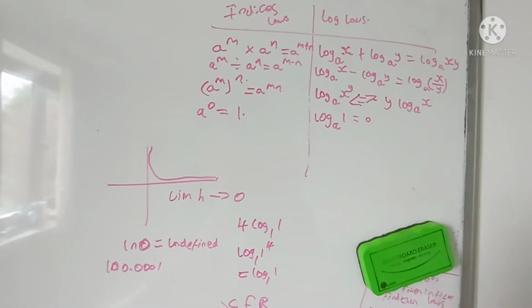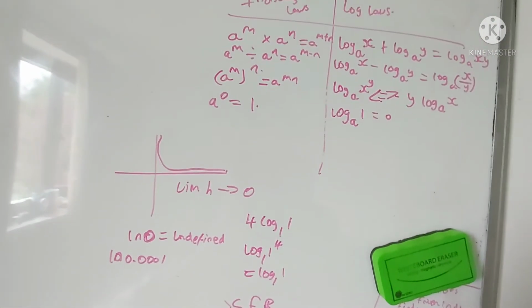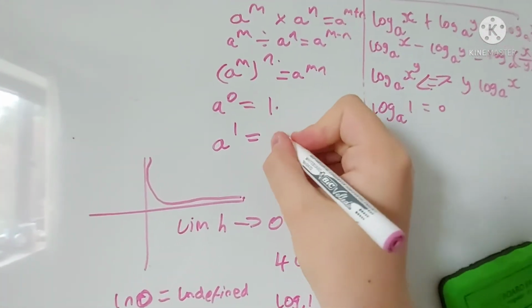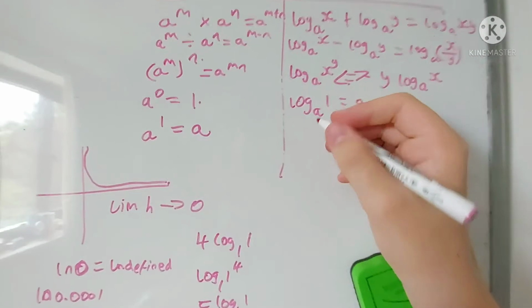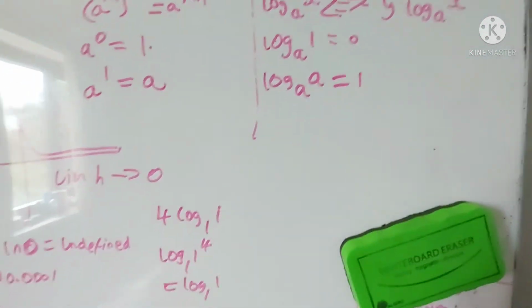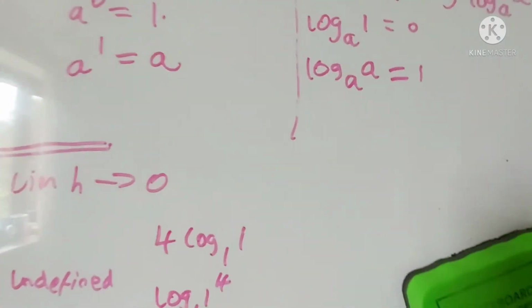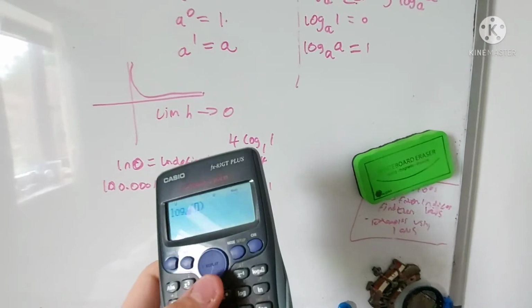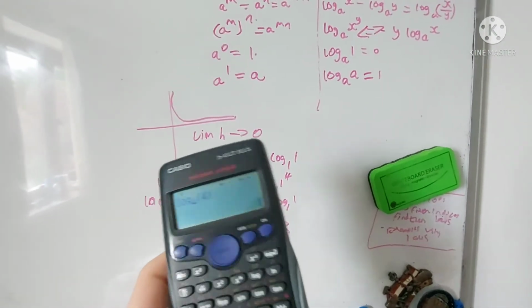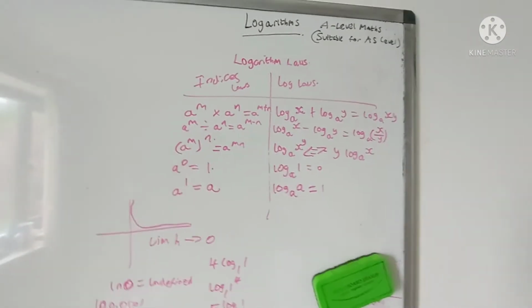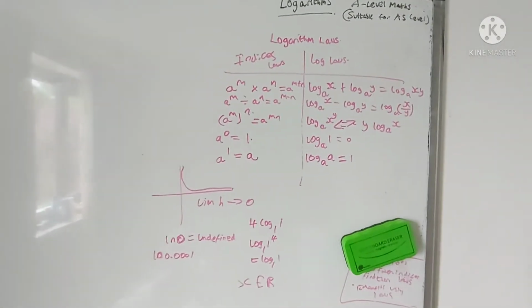That's 0 indices. We also have a to the 1 is a. So that means if I have log base a of a, I get 1. If we stick with the 6, just pick up the calculator. We go log base 4 of 4 actually. Let's do that one. We get 1. So this is the proof of your logarithm laws and where all these are coming from.